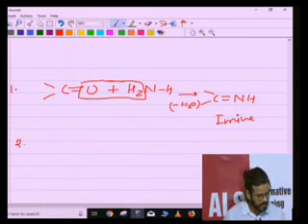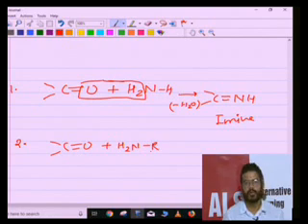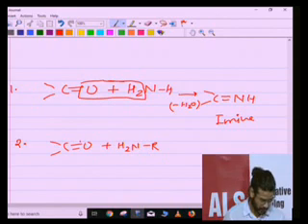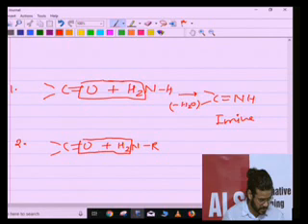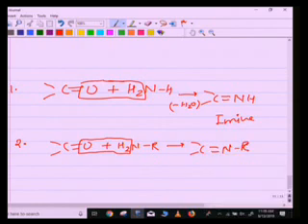The second one is if I react the same compound with, let's say, some amine. You already know what an amine is. Amine is an RNH2 group, so this is basically the primary amine, RNH2. Again, I'm removing water, H2O, and the compound formed is C double bond N R. Okay guys, just note it down and then we'll move to the next one.